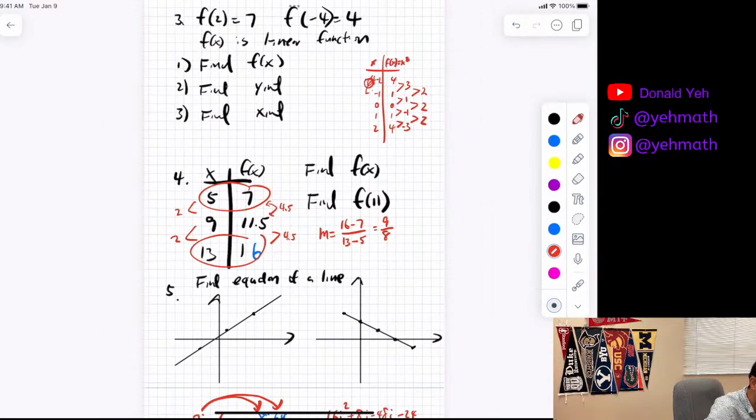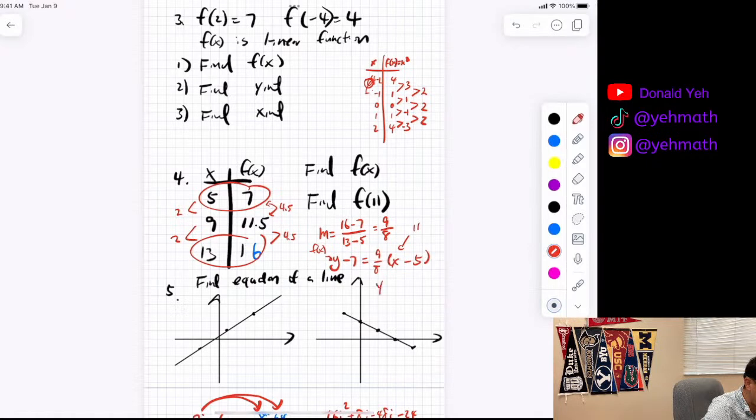So then I'm going to use that: y minus 7 equal to 9 over 8 times x minus 5. And I'm going to plug in 11 here because that's the input, because this is f of x. Now I can plug in 11 as the input.